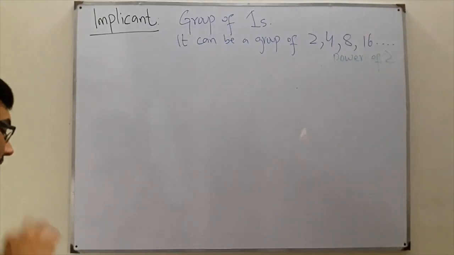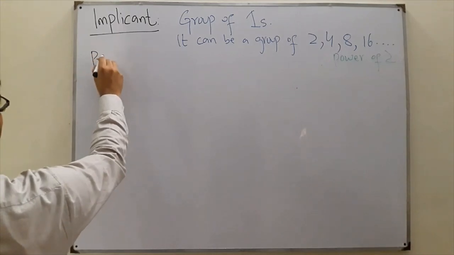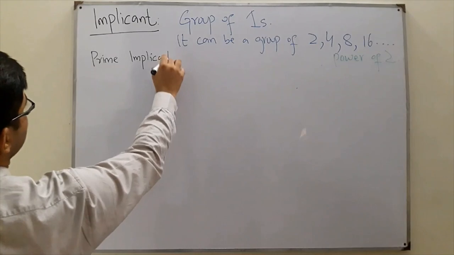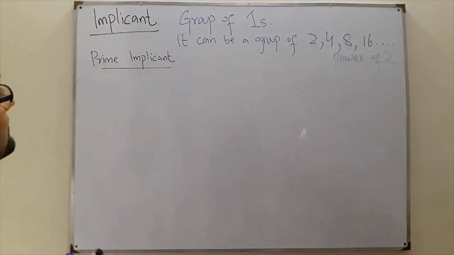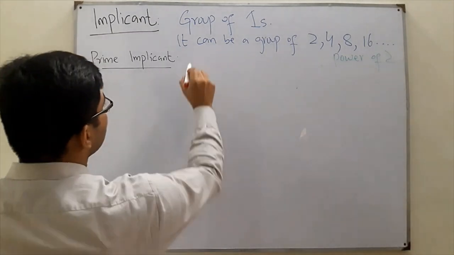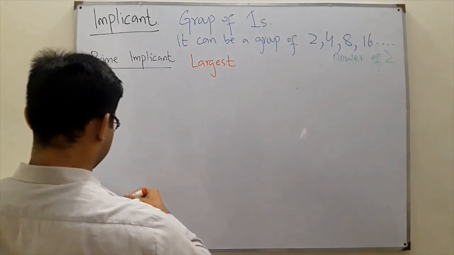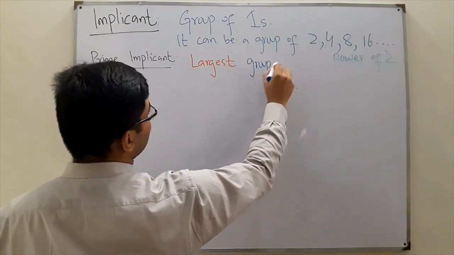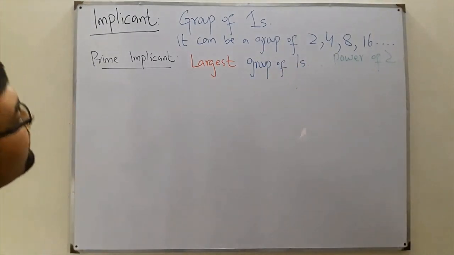Now we have some terminologies related to it. We have the prime implicant. Now, what is this prime implicant? This is also a group of ones, but this is the largest group of ones in the map. Largest group of ones. You can call this a category of the implicant.